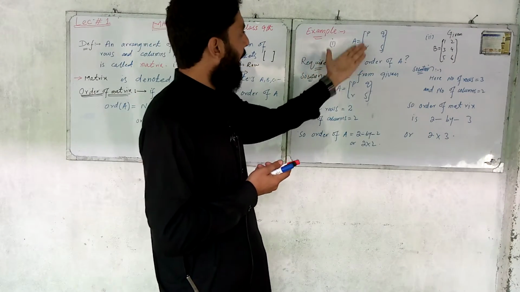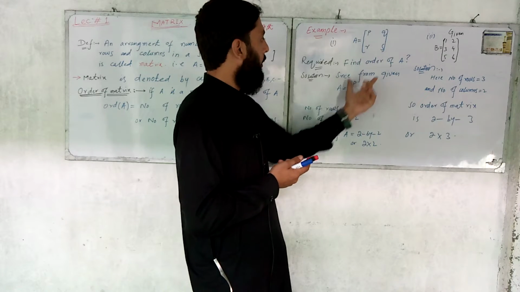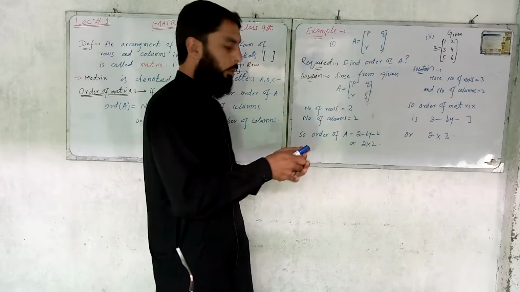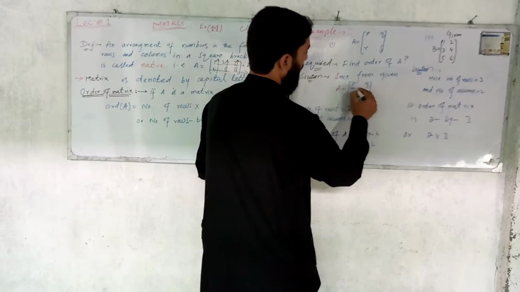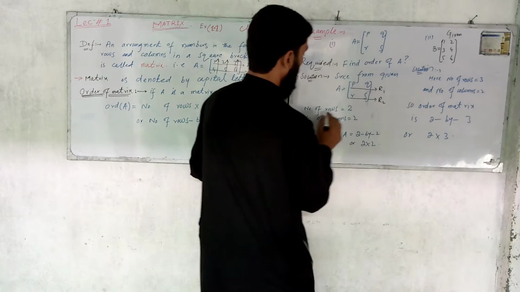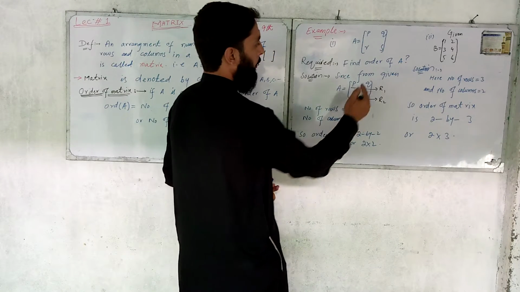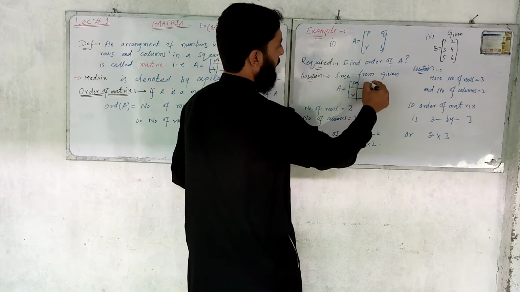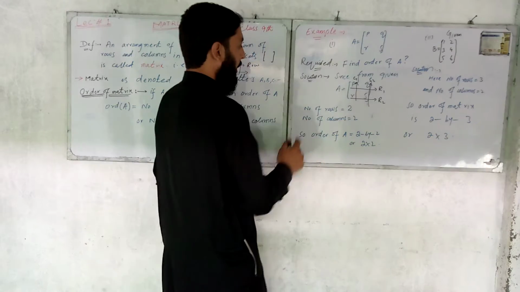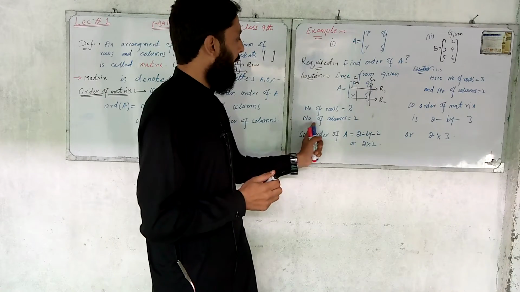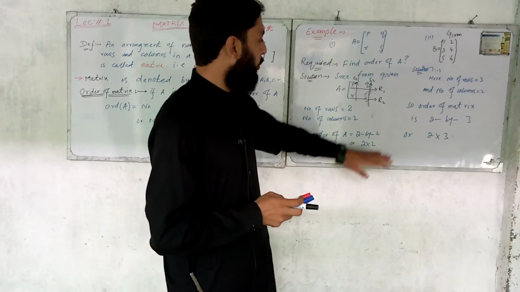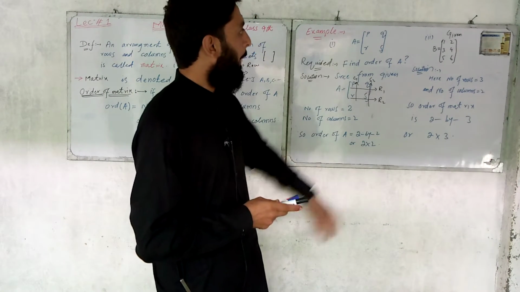to find the order of this matrix A, which is P Q R S, the number of rows is equal to 2. That is one row, that is two rows. This is column 1 and that is column 2, C1, C2. So here the number of rows is 2 and the number of columns is 2. So the order of A is 2 by 2, or 2 cross 2.